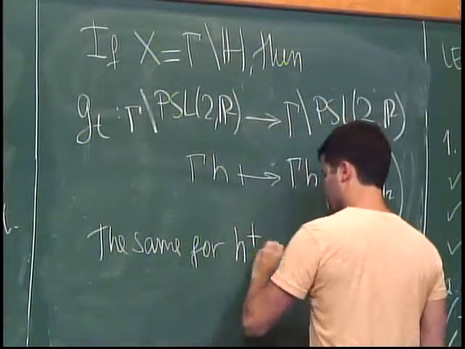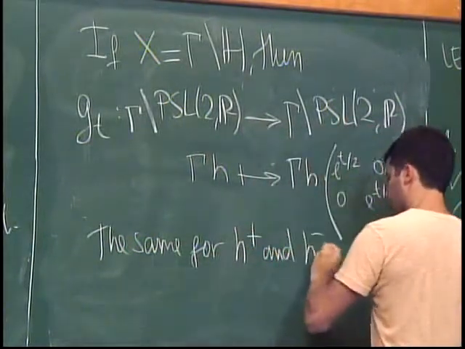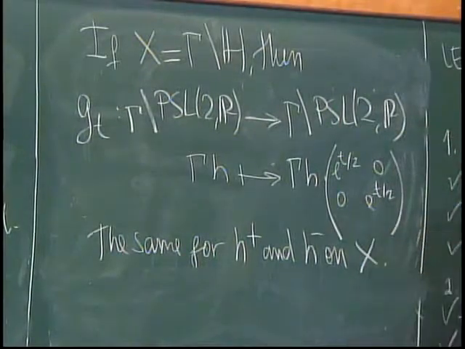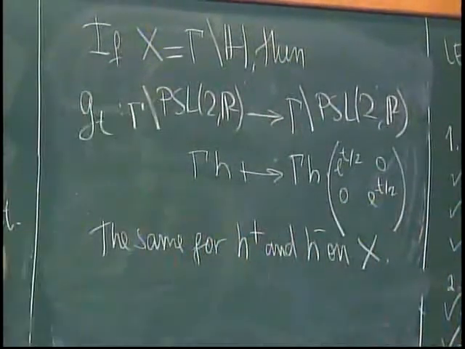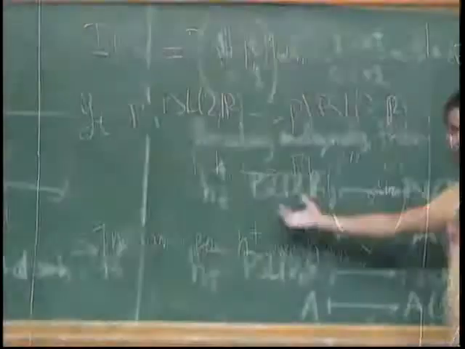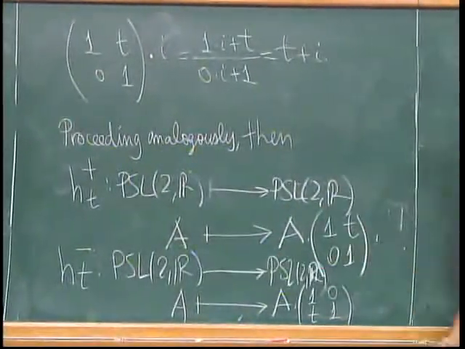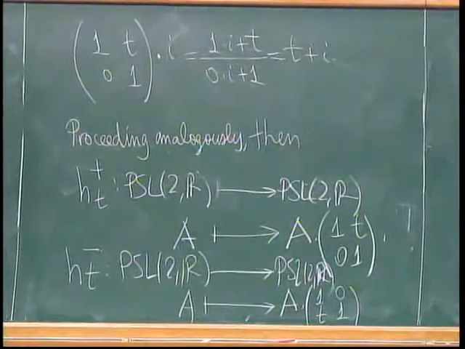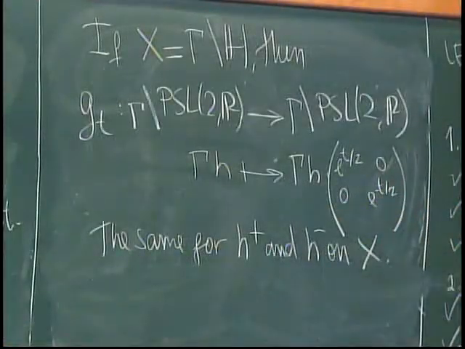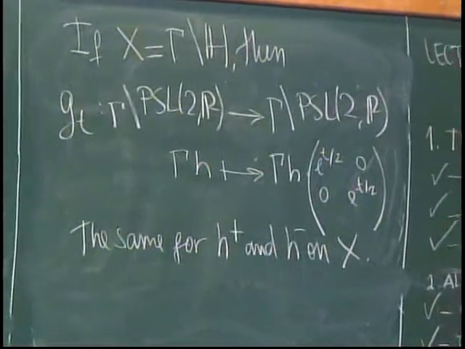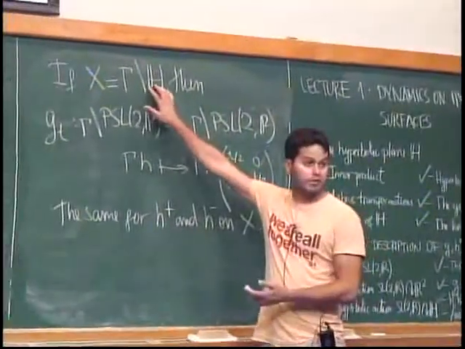And the same happens for H plus and H minus on X. It's going to be defined now on the quotient instead of PSL2R. And what it does, it gets a coset and it multiplies on the right by this matrix. Okay, so now we have algebraic descriptions of geodesic and horocycle flows on hyperbolic surfaces.